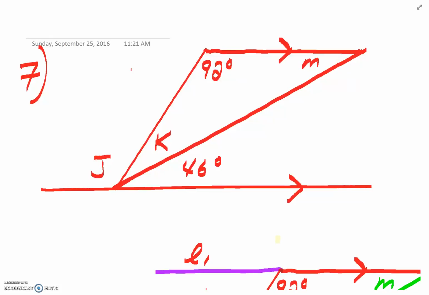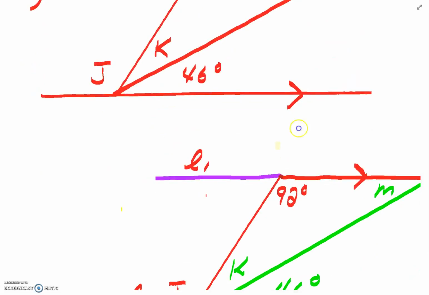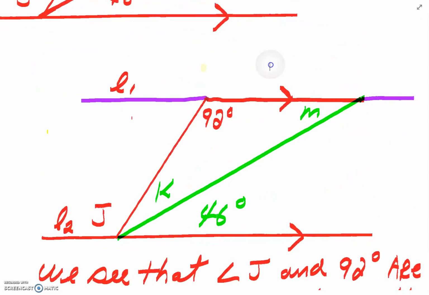So let's do exercise 7. We can see here I've drawn the image, and I can see my two parallel lines, and it looks like I have a triangle. And this time I have three angles I'm looking for, angle J, K, and M. So we're going to do what we usually do, which is extend those lines a little bit so it looks a little more like we're used to. I labeled them L1 and L2.